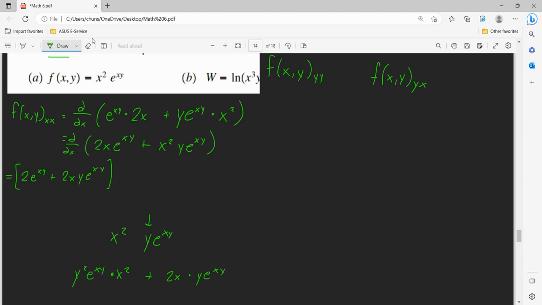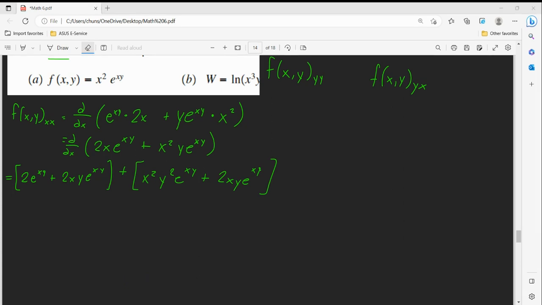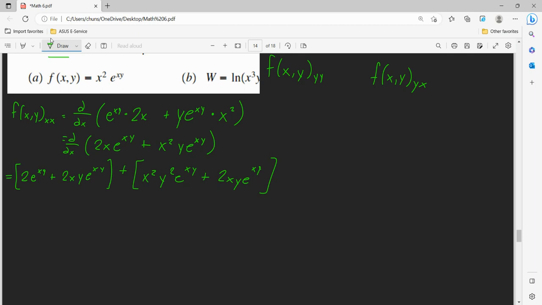And this is going to give us, okay, so that's x squared y squared e to the xy plus 2xy e to the xy. It's a little messy, but that would be our first one. So let me just check my answer key to make sure I'm on the right track. Okay, and let's do some factoring. So let's take this e to the xy term out. Okay, and that gives 2 plus 2xy.